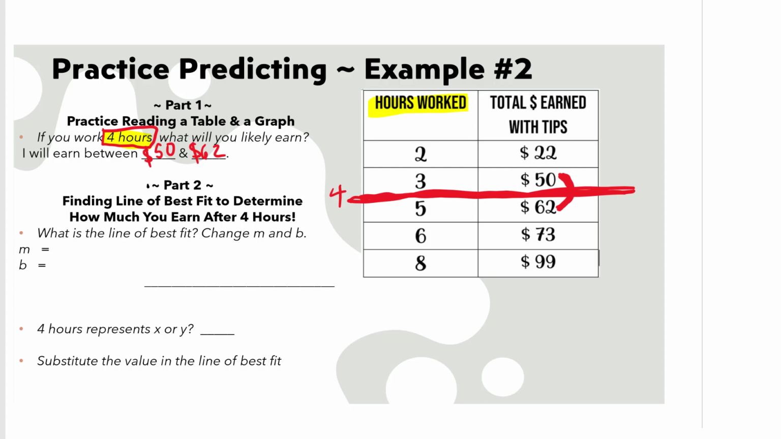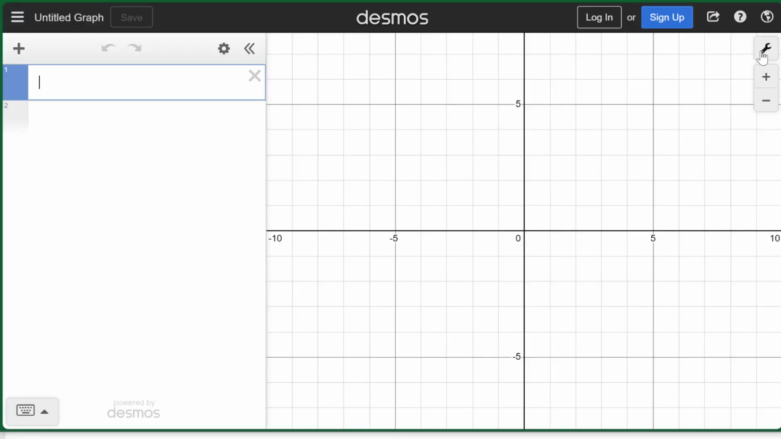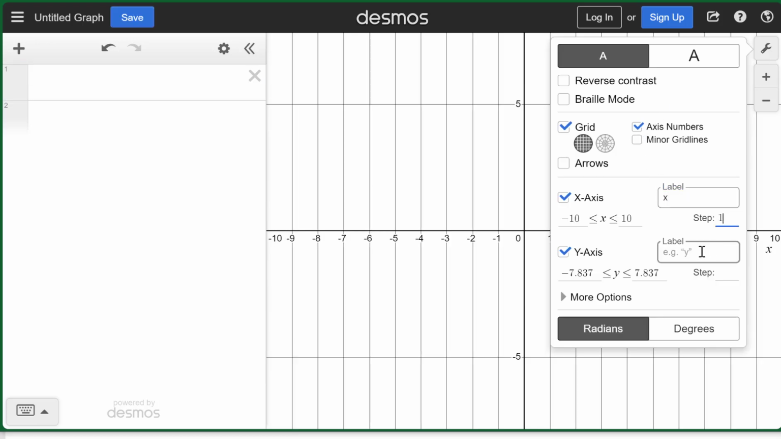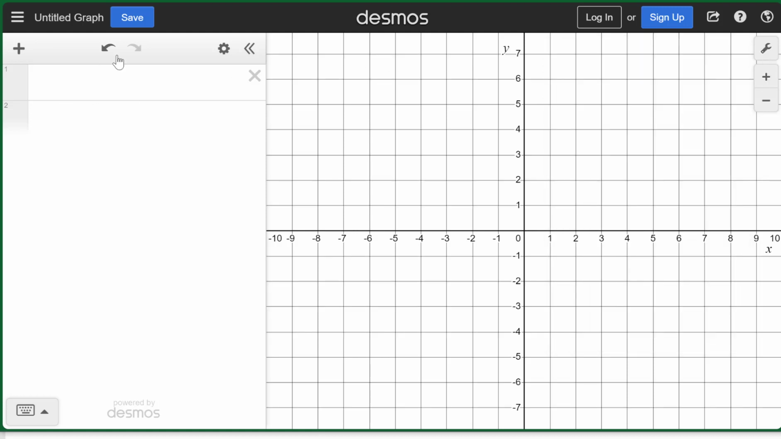All right, part 2. Finding the line of best fit to determine how much you earn after 4 hours. What is the line of best fit? Change M and B. Okay, now we're going to be practicing in the calculator. So open Desmos, go to Settings, No Minor Grid Lines, X, 1, Y, 1. On the left, you're going to type the table. So click the plus sign and then Table.